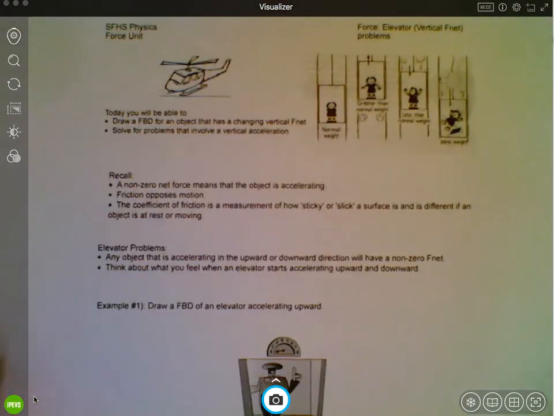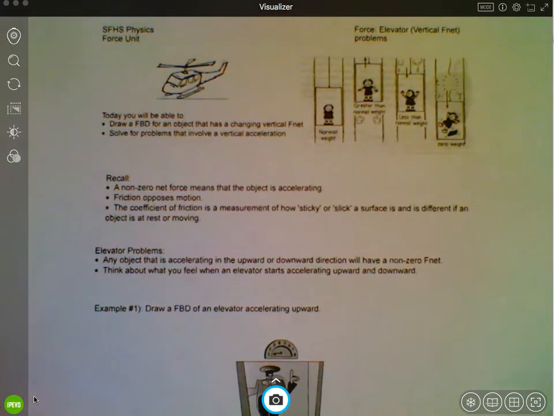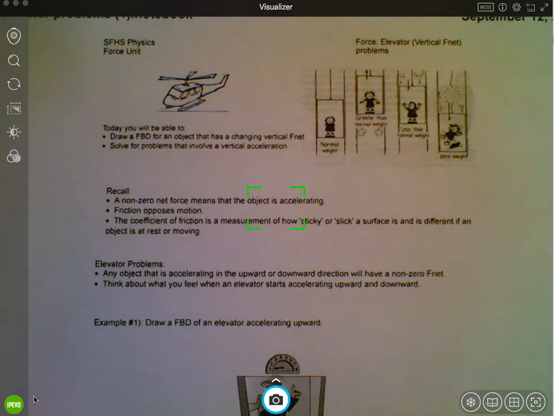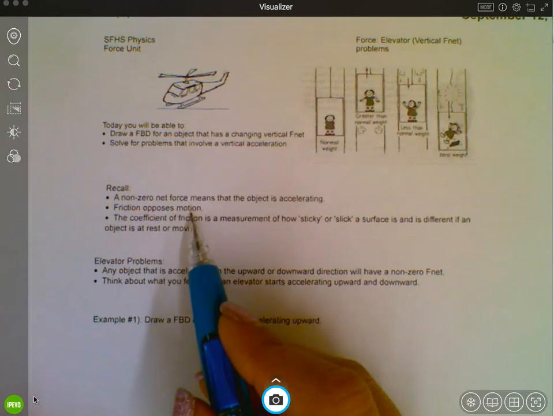Alright, so to start, I just want to make sure we review a little bit from the previous lecture. After today, you should be able to draw a free body diagram for an object that has a changing vertical net force and solve for problems that involve vertical acceleration. Remember, a non-zero net force means that the object is accelerating. If the net force is zero, then the object is either going at a constant speed or it's not moving.